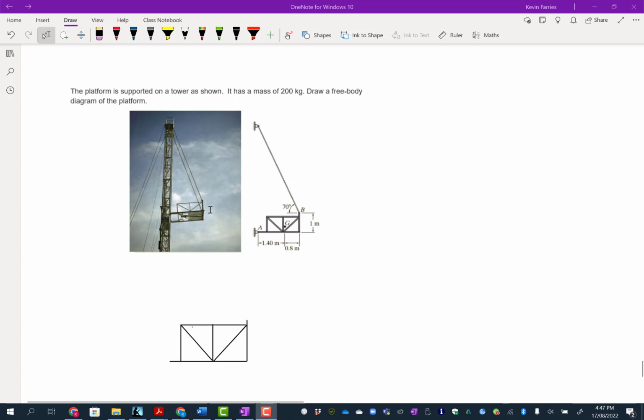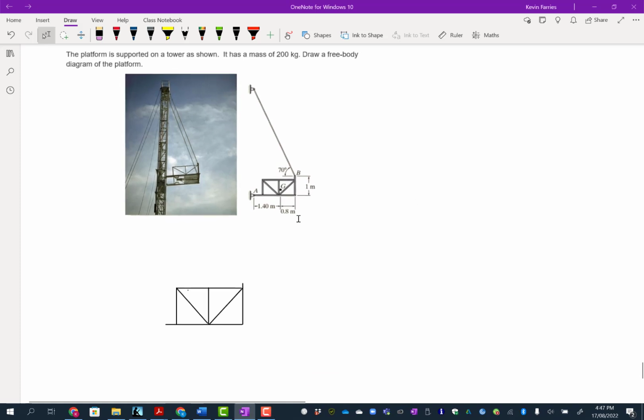This time we've got a platform that's supported on a tower. I think it's off an oil rig or something like that. It's got a mass of 200 kilograms, and they've kindly shown us where the centre of gravity is, and they've dimensioned it. And so we would just probably show something like that. Just show a little centre of gravity symbol. Remember what those are like, so it's like that, and then you colour in those two bits.